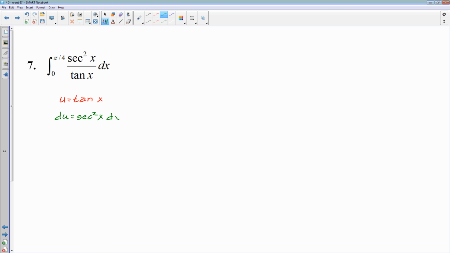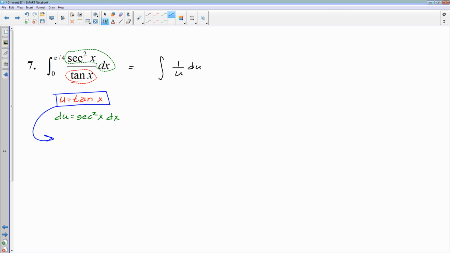Here's my du right here, and then my u is in the denominator. And so I'll change this integral into the antiderivative of 1 over u du, which is nice. I'm also going to change my limits of integration using this right here.